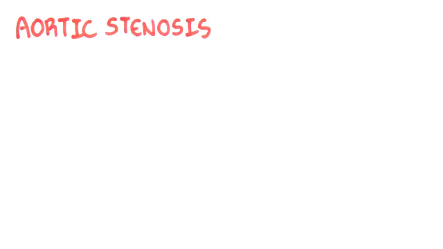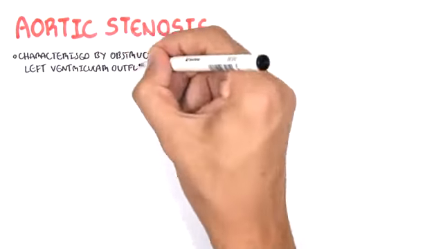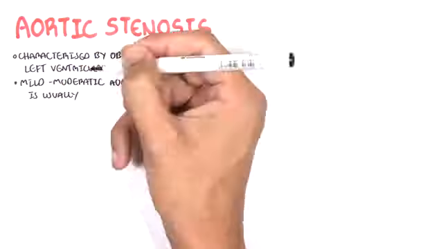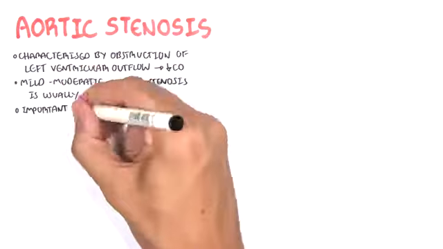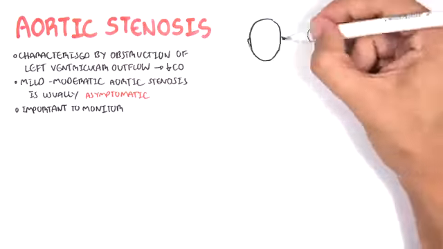In this video, we're going to talk about aortic stenosis. This is an overview and introduction. Aortic stenosis is characterized by obstruction of the left ventricular outflow, resulting in a decrease in cardiac output. Aortic stenosis can be mild to moderate and is usually asymptomatic, but it is always important to monitor the stenosis that occurs in the aorta.